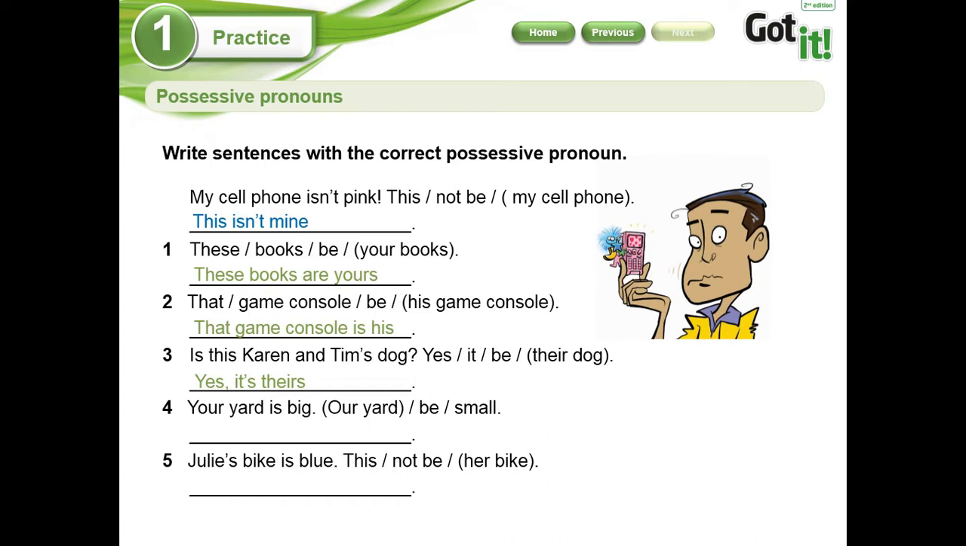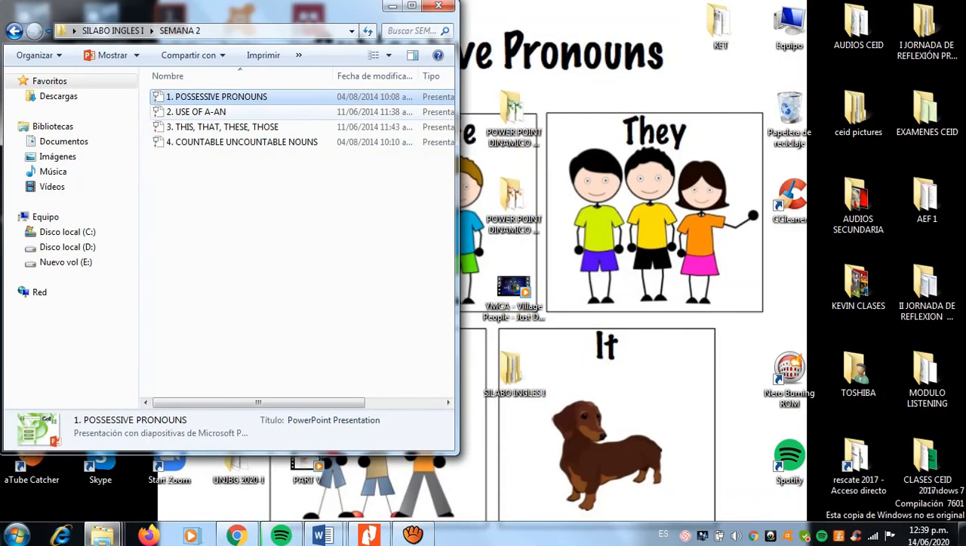Your yard is big. Our yard. Okay. Ours is small. Ours is small. Julie's bike, it's blue. That isn't hers. That's very nice. Thank you so much for your participation.